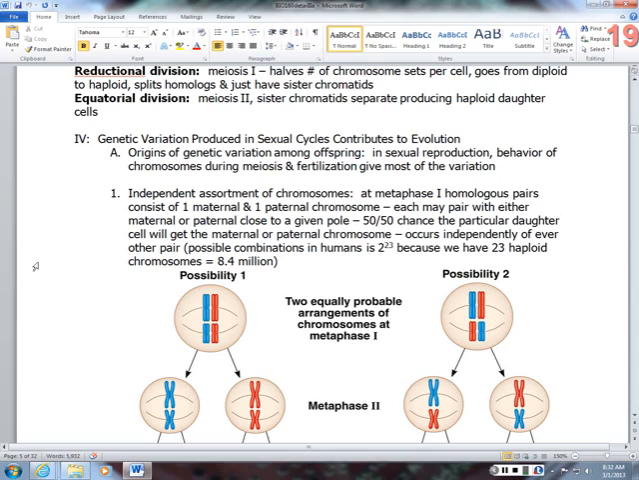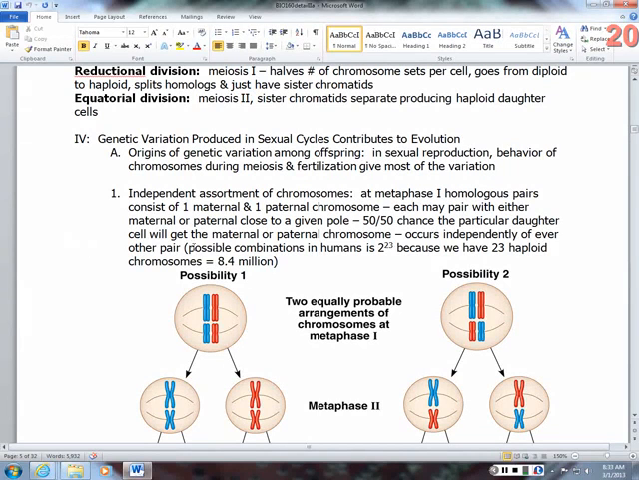So we have independent assortment of the chromosomes. At metaphase 1, you've got your homolog pairs that are going to consist of one maternal and one paternal chromosome. And so there is a 50-50 chance that the particular daughter cell will get the maternal or the paternal chromosome. And it's completely independent for each chromosome. So it isn't going to be, well, you got 12 of dad's here, we need to give you 12 of mom's here. You could end up with most of them coming from one parent, because there's a 50-50 chance for each individual chromosome. So occasionally you'll see where a child will really strongly resemble one parent and looks nothing like the other side of the family. And that's how that can happen. They still have gotten some chromosomes from mom, but they inherited them much stronger from one side of the family, from one parent or the other.